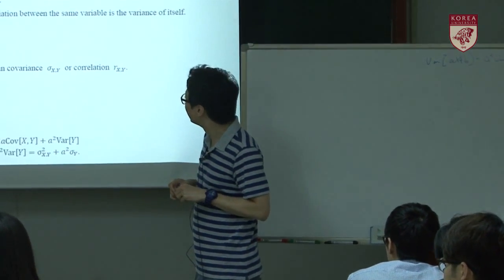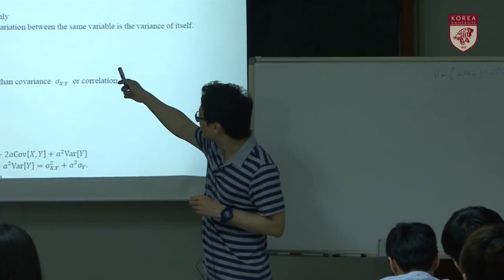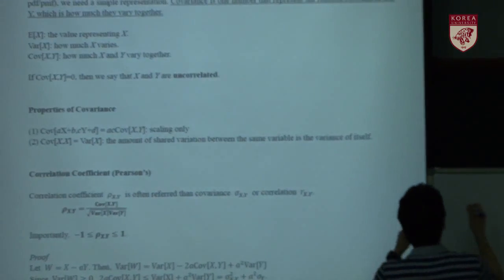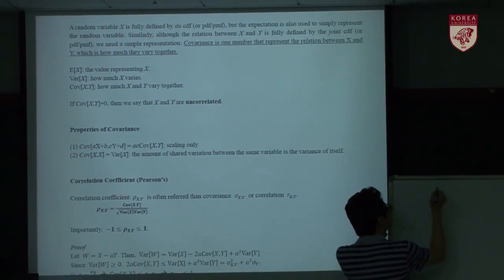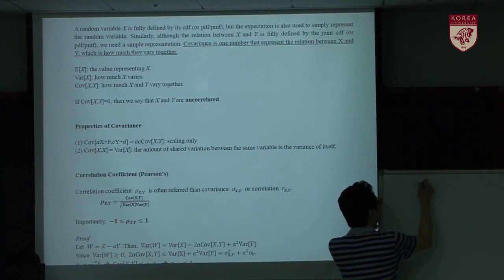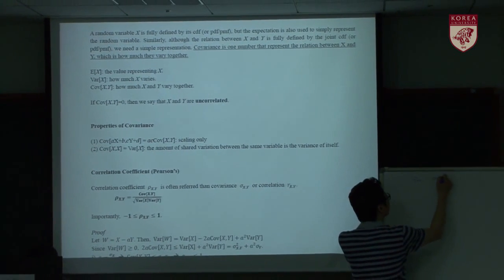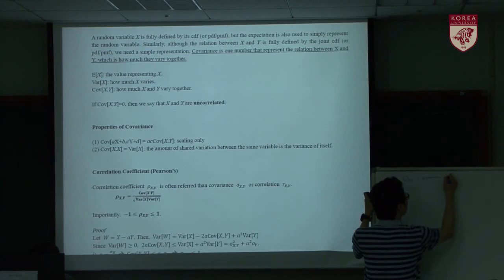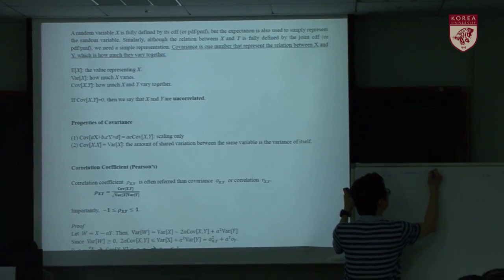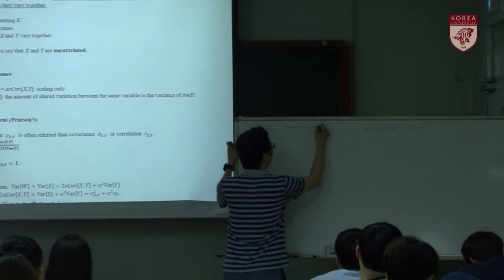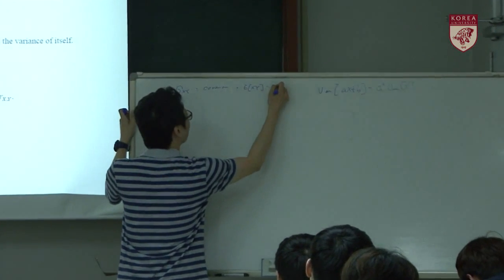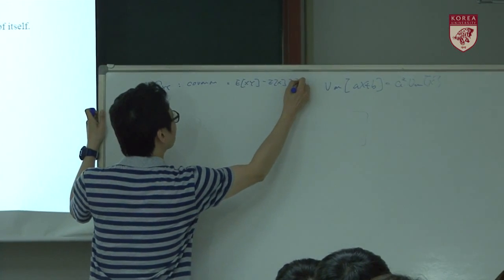Okay. So here we learn the concepts. Here is important: there's the covariance of x and y, which is expectation of xy minus expectation of x times expectation of y.